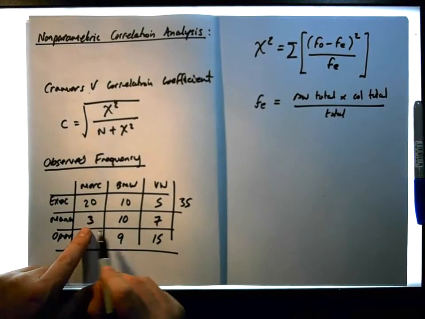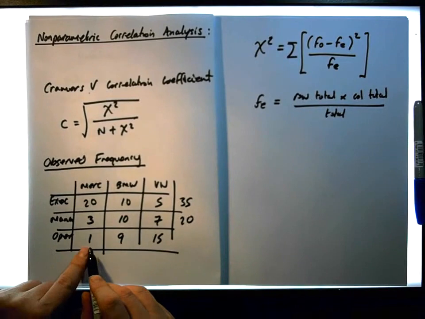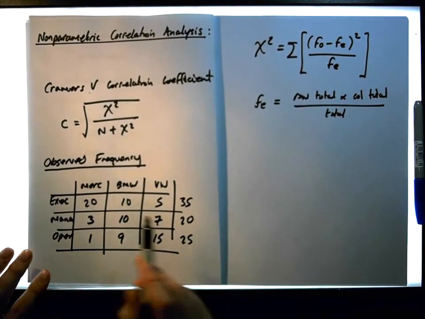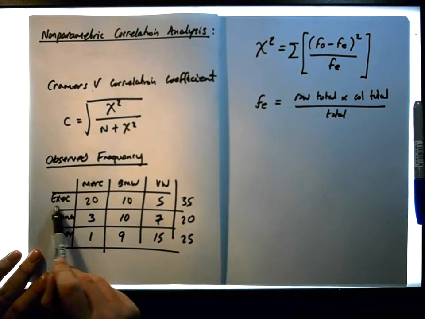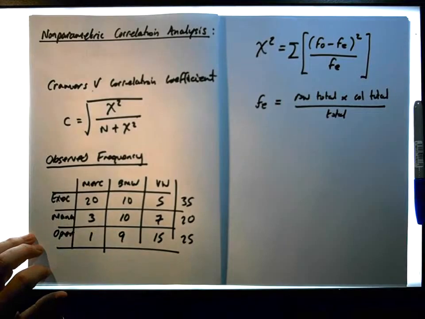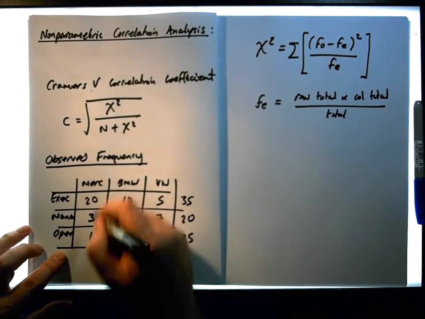We've got 3, 14, and 7 gives us 20 managers. Operatives, we've got 1 and 9 gives us 10, and 15 gives us 25, which gives us the marginal frequencies in relation to the individual levels of measurement associated with job role. And then finally, for the columns, in relation to the type of car, we're going to sum these up.